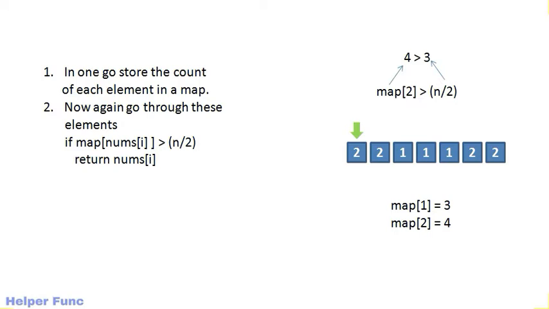Now I will again go through every element, and at the first index only I can see that map of 2, that is 4, is greater than n by 2, that is 3. Thus here only we have got our answer and we will return 2. Now the time complexity to solve this problem is order of n, as we are using a single loop. But the space complexity here is also order of n, because we are using a map to store the frequency of every element. Now there is another approach that can solve this problem in order of n complexity without using any extra space, and that's what our main motto is. So let's see how to do that.